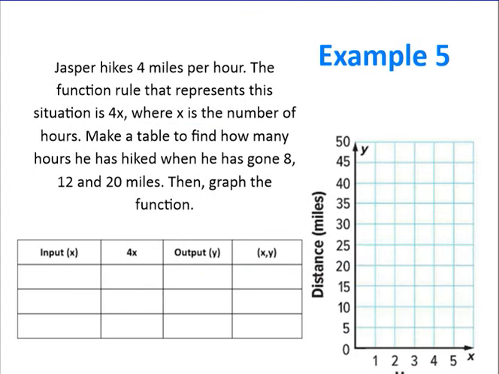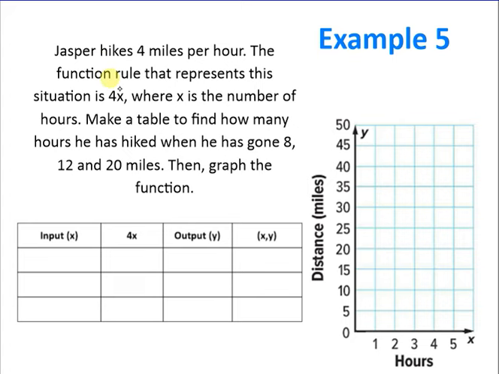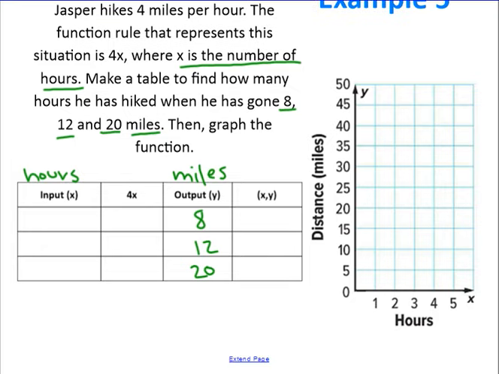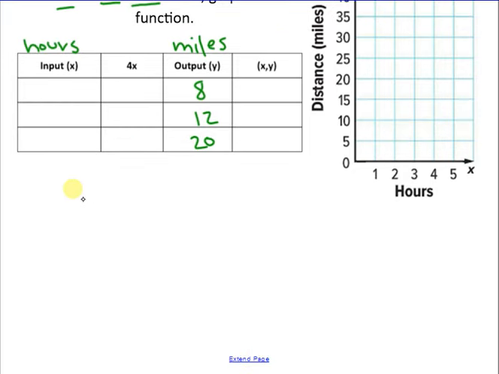All right, next one. Jasper hikes 4 miles per hour. The function rule that represents this situation is 4x, where x is the number of hours. So again, on top of x, I'm going to write hours. Make a table to find out how many hours he hiked when he's gone 8, 12, and 20 miles. So ask yourself, do I put 8, 12, and 20 here? No, because those are miles and these are hours. So my y is miles, so it goes here. 8, 12, and 20.